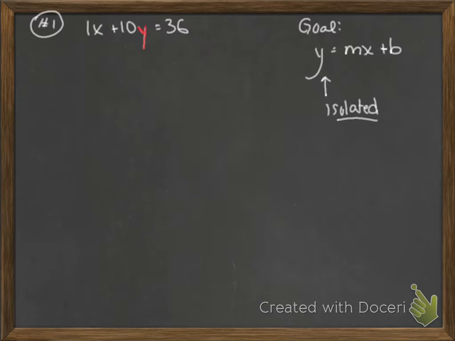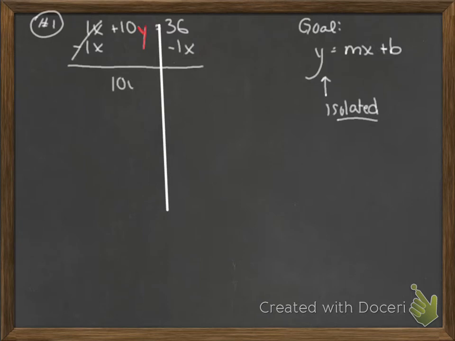Another thing that I like to do, you might remember this from a previous video, I always draw a vertical line here so I don't get my two sides switched up. Okay, so the first thing I want to do is subtract 1x from both sides. Remember that 36 and negative 1x are not like terms, so we cannot combine them. So we bring down the 10y, we have 10y equals negative 1x plus 36.